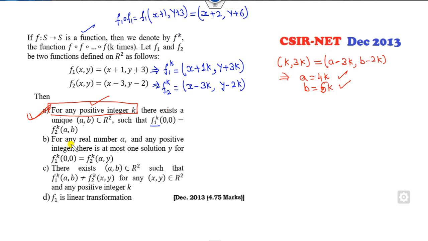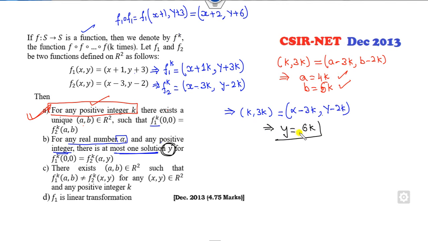Look at the second option. For any real number alpha and any positive integer k, there exists at most one solution such that this equation is satisfied. 0 comma 0 is here, and alpha comma y is here, so this is alpha and y minus 2k. Your target is to find the value of at most one y. Can you find the value of y from here? This is 5k, since 2 plus 3 is 5. Yes, you can find at most one value, so this is also a correct option.